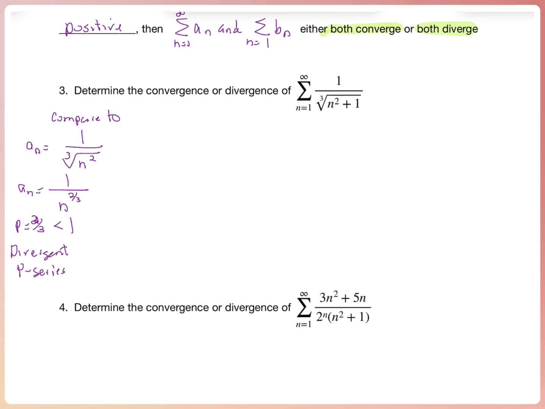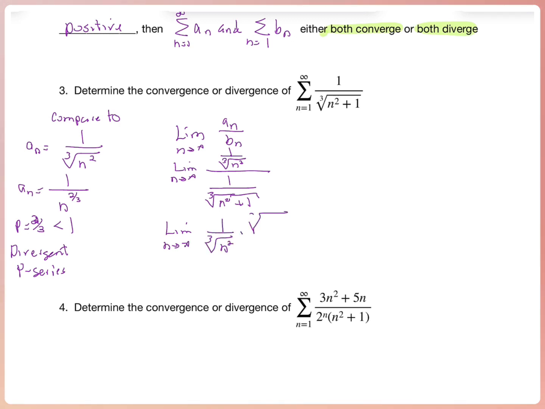Then I'm going to do the limit as n goes to infinity of a sub n over b sub n. So the limit as n goes to infinity of this series I came up with to compare it with, divided by the original given series. Now, since we're dividing a fraction by a fraction, we're going to flip that bottom fraction and multiply. And that gives me the limit as n goes to infinity of the cube root of n squared plus 1 divided by the cube root of n squared.